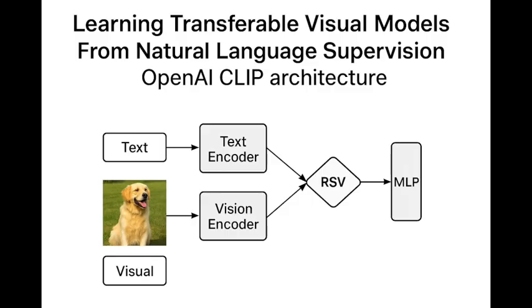You want to classify dog versus cat versus bicycle. You run the text, "a photo of a dog," "a photo of a cat," "a photo of a bicycle," through the text encoder. That gives you 3 text vectors. Your classifier weights, essentially, in the shared space.